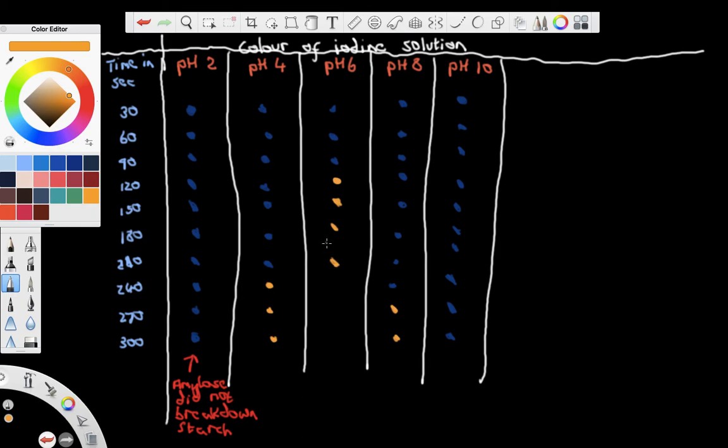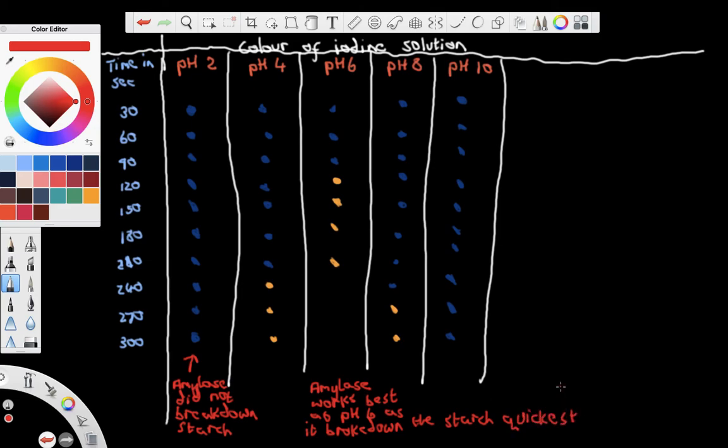So you would conclude from this that amylase works best at pH 6 because it broke down the starch the quickest. So amylase works best at pH 6 as it broke down the starch quickest.